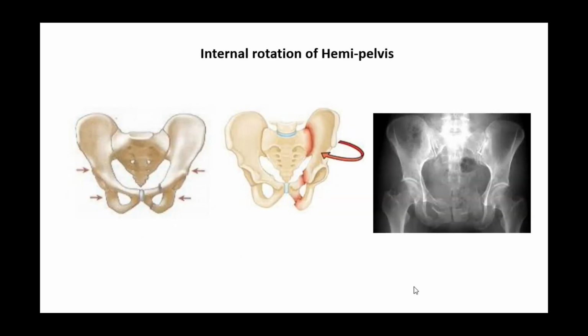Next is the internal rotation of the hemipelvis. Internal rotation of the hemipelvis usually results from lateral compression forces. They may overlap anteriorly with or without a posterior lesion. This shortens the diameter across the pelvis. There is little risk of vascular or ligamentous injuries. There is a decreased volume of the pelvis in this type of injury. As you can see here in the X-ray also, there is an internal rotation of the hemipelvis, and this occurs due to lateral injuries. It may be unilateral or bilateral.